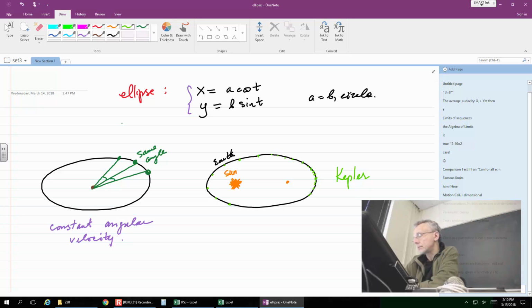the faster you're moving. Hold on a second. The slower you're moving. So let me try to make that point maybe like this. So more points at one end than the other. Okay, so Kepler's law.